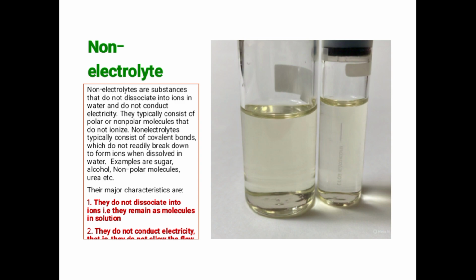Non-electrolytes contain covalent bonds, and of course they are not able to dissolve readily in water to form ions. Examples of non-electrolytes include alcohol, also known as ethanol or alkanols, non-polar molecules, and urea. Their major characteristics are that they do not dissociate into ions. That means they remain as molecules in solution and do not conduct electricity. That means they do not allow the flow of electric current through them.